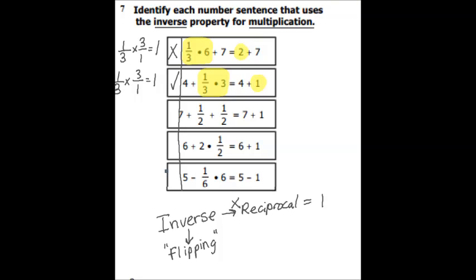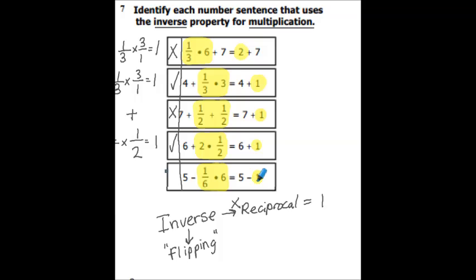In this next example, we see that 1/2 plus 1/2 turns into an answer of 1. So we're not even using multiplication here. We're using addition. So with addition, that's not going to be the inverse property for multiplication. We see that 2 times 1/2 becomes 1 in this next example. And 2 is the same thing as 2 over 1 times 1 over 2. And 2 times 1/2 is equal to 1. So we are multiplying by the reciprocal to get 1 whole.